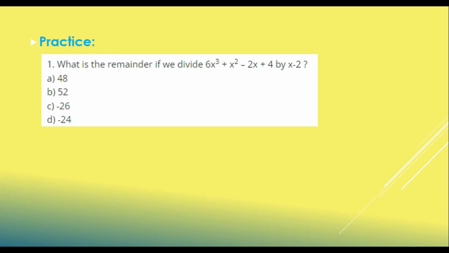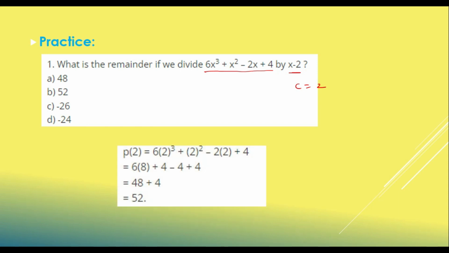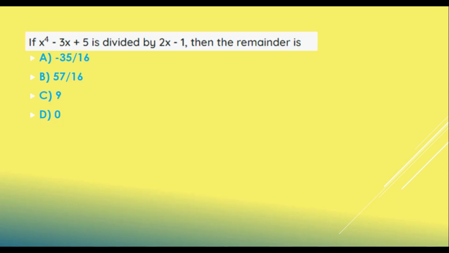And these are your practice problems. What is the remainder when we divide this polynomial 6x cubed plus x squared minus 2x plus 4 by x minus 2? Here the c value is 2. Put this 2 exactly in place of x and check. That is one way. Otherwise, use synthetic division and check your answer out of these 4, isn't it? Find which one is your possible answer. The answer is given here. You can try.